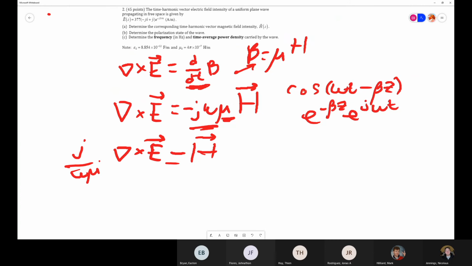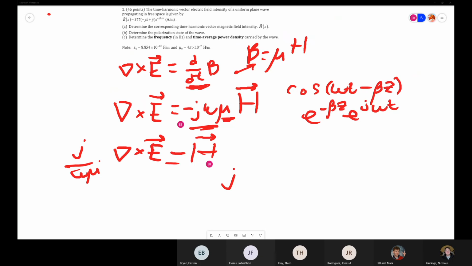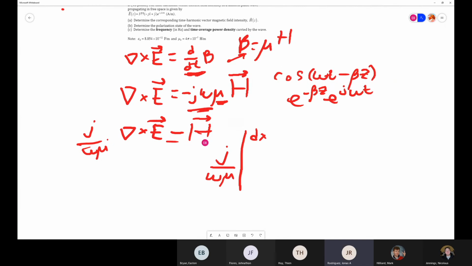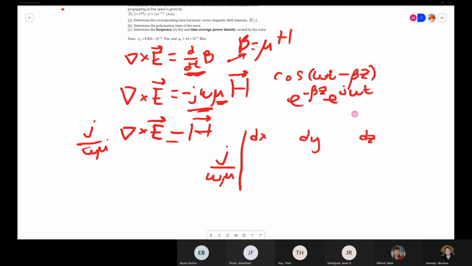So let's go ahead and set this up. This is equal to j over omega, and then the cross product of the matrix with rows dx, dy, dz. And then you have to split up e in terms of its x and y components. I'm sure y'all are capable of that.